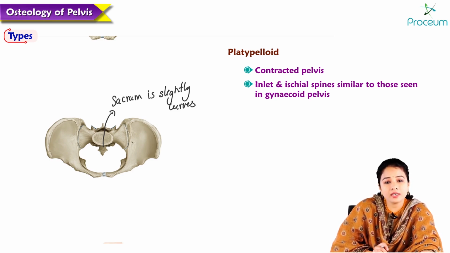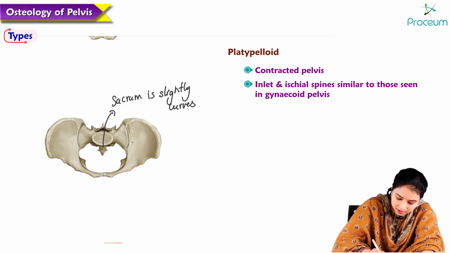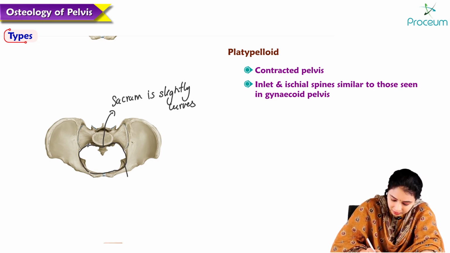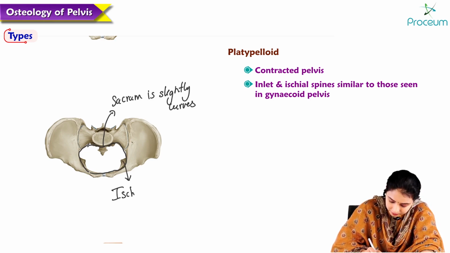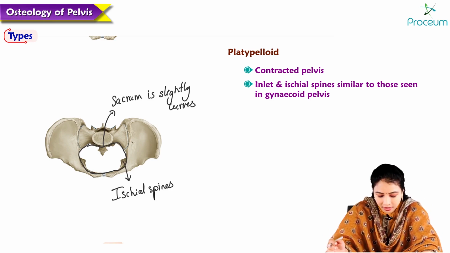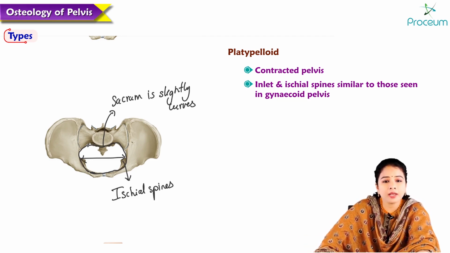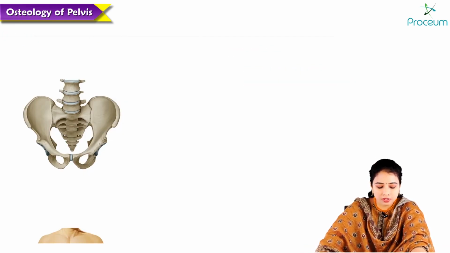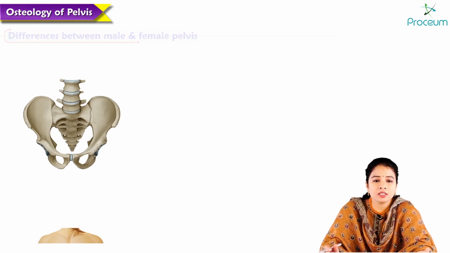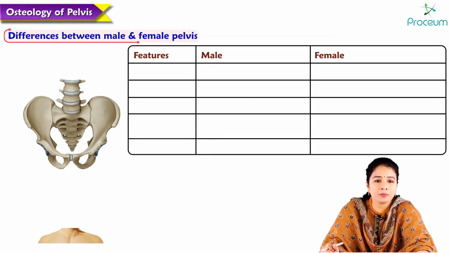And whereas the inlet and ischial spines are similar to gynecoid pelvis, the ischial spines are blunt. It appears the transverse diameter is more when compared to anterior-posterior diameter in platypelloid pelvis. So, the important features which differentiate male and female pelvis.